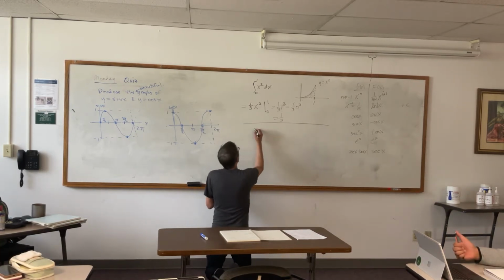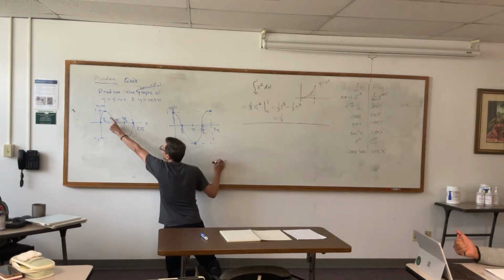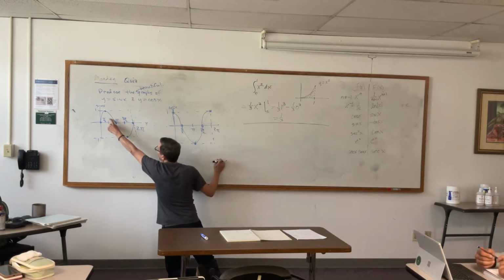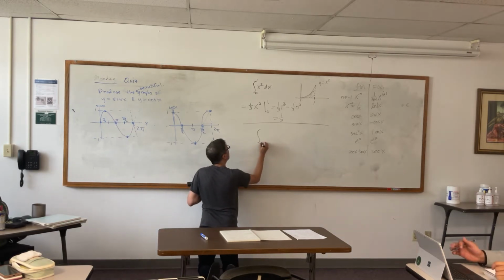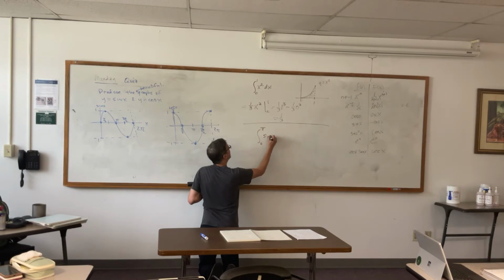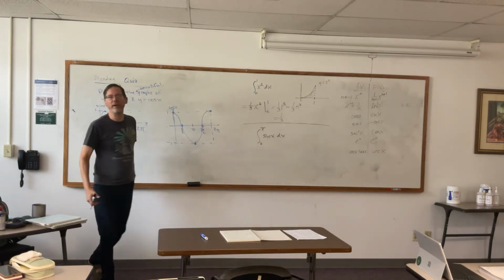Let's do this one. Let's find the area, like we did on the computer, under this first hump of sine. In other words, the integral from 0 to pi of sine of x dx. Can you do that for me, please? All the information you need is here.